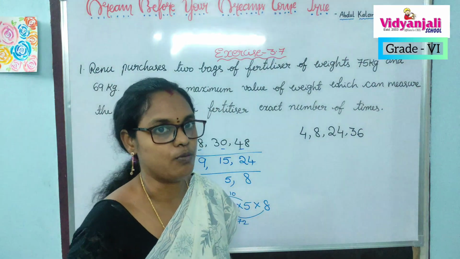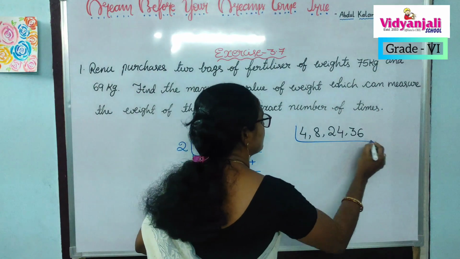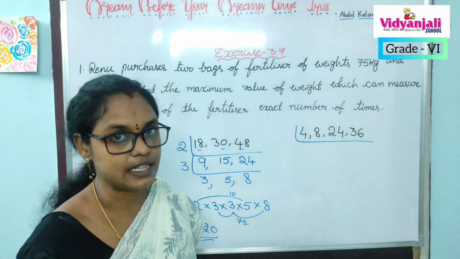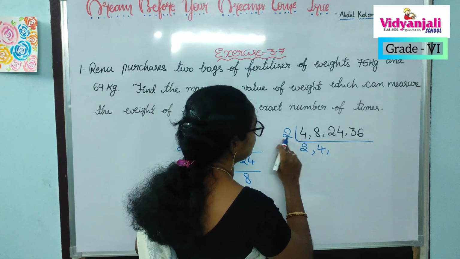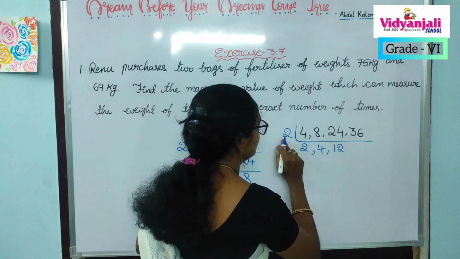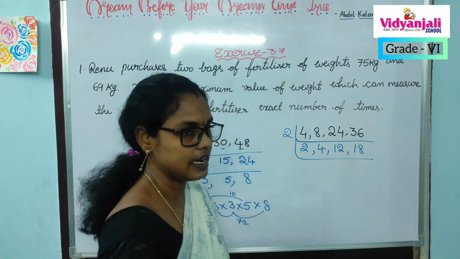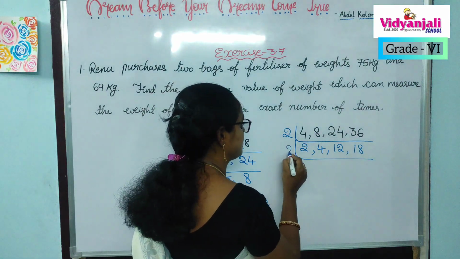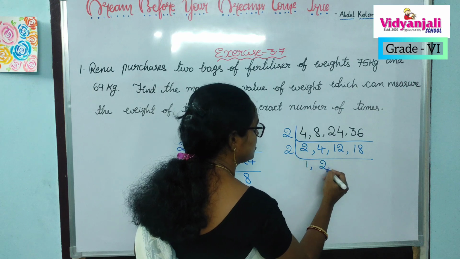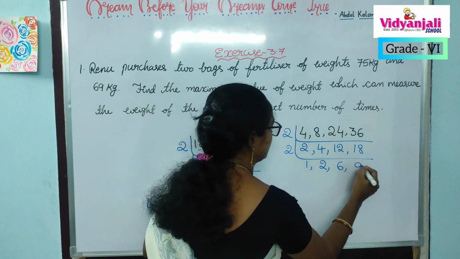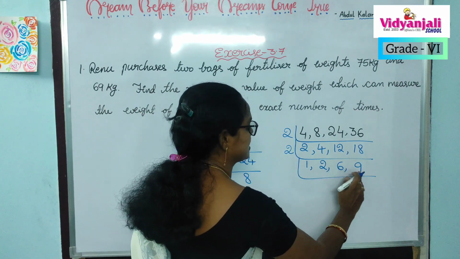Let's try one more problem. We are going to find LCM by short division method. As these 4 numbers are even numbers, these 4 numbers are divisible by 2. So 2 2s, 2 4s, 2 12s, 2 18s. Again, as these 4 numbers are even numbers, divisible by 2. In 2 table, how many times is 2? 1. 2 2s are 4. 6 times is 12. 9 times is 18. Next, 2, 6, 9.